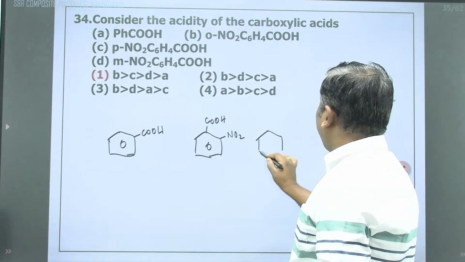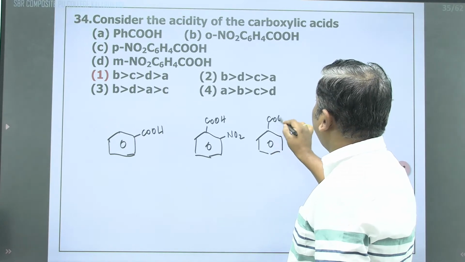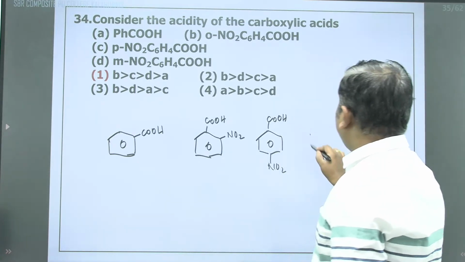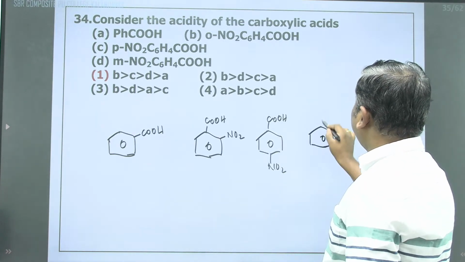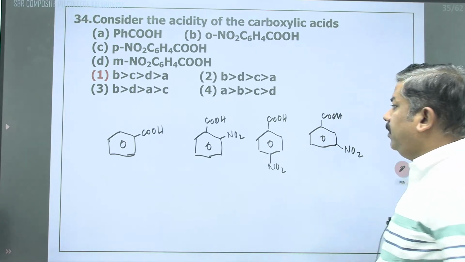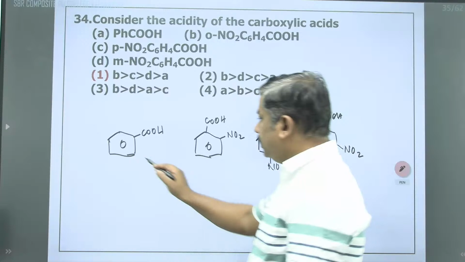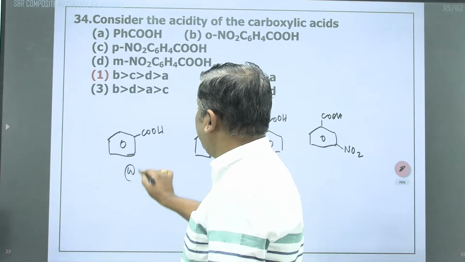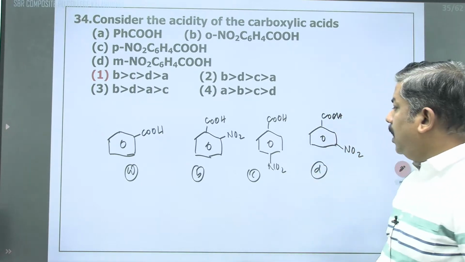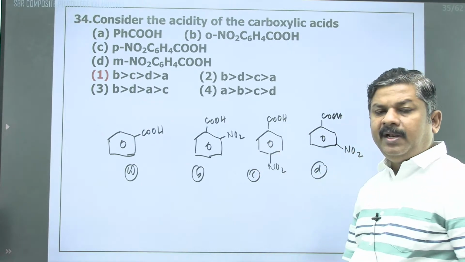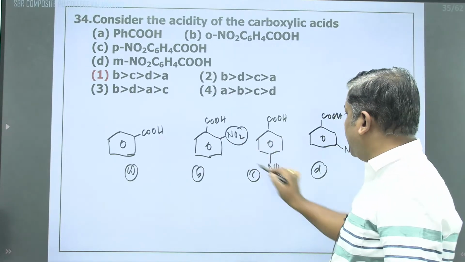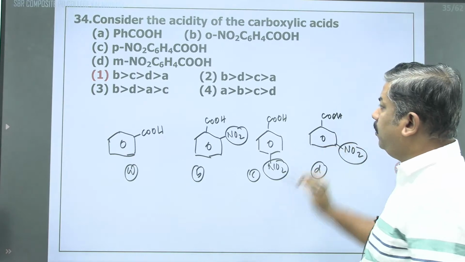Next one is para-nitrobenzoic acid, COOH with an NO2 group at the para position. After that, meta-nitrobenzoic acid, COOH with an NO2 group at the meta position. These are A, B, C and D. You know very well the NO2 group can exert a negative resonance effect.